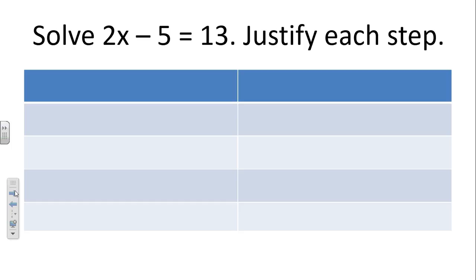So we were given an equation. That equation is 2x minus 5 equals 13. So your first step is always to write down what you've been given. If you can't do anything else in a proof, I want to see at least that. Okay? Now, how would we solve this equation?